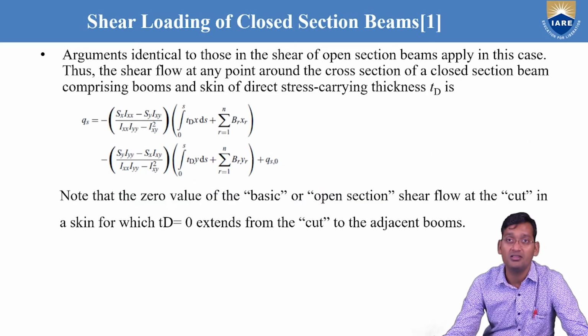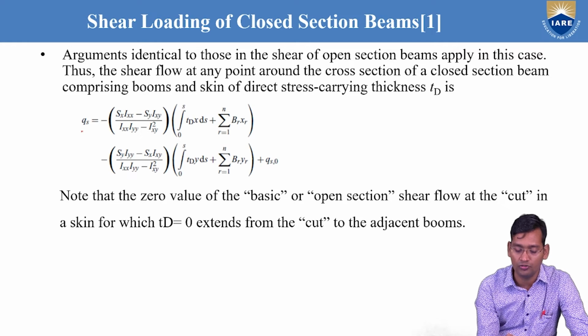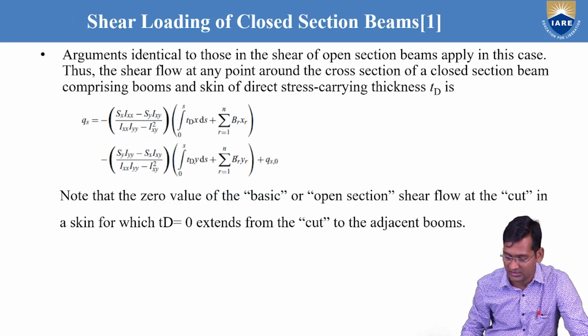Now, arguments identical to those in the shear of open section beam apply in this case. Thus, the shear flow at any point around the cross section of a closed section beam comprising boom and skin of direct stress carrying thickness Td is just that, Td if is there, right? So qs equals, it's just the previous one. qs equals Sx Ixx. This Td we have to.